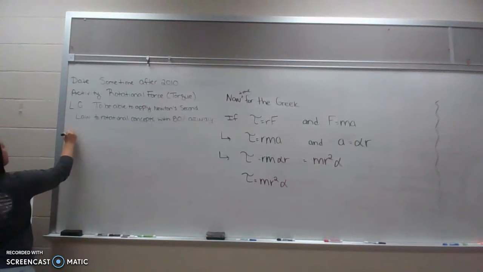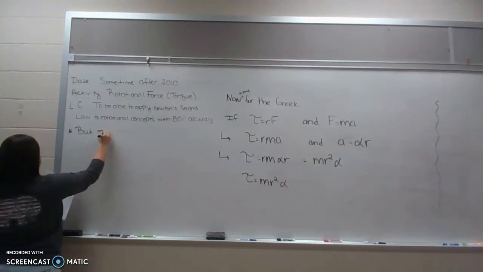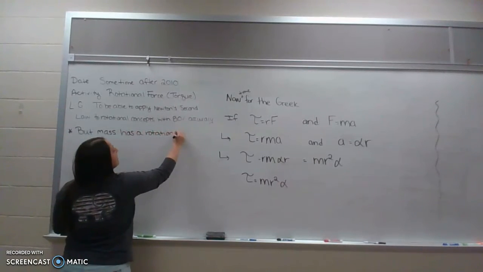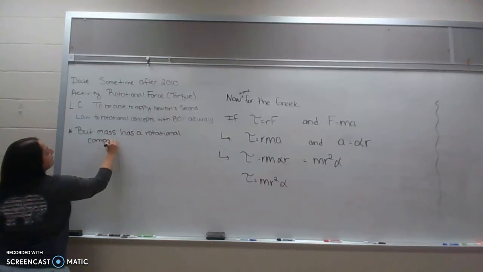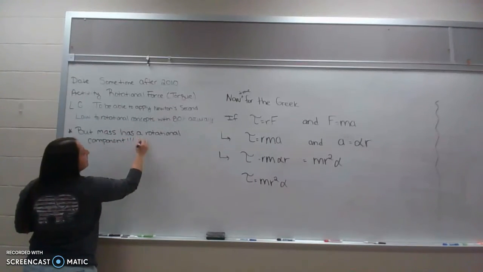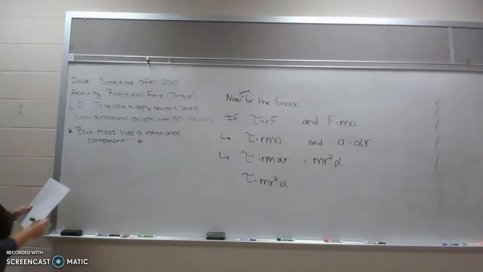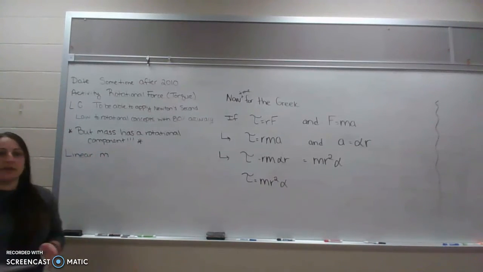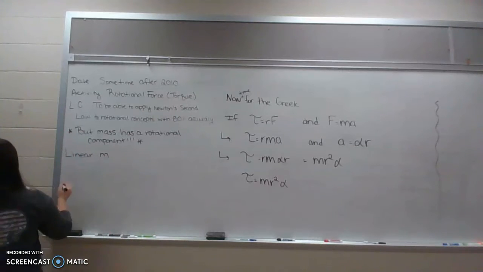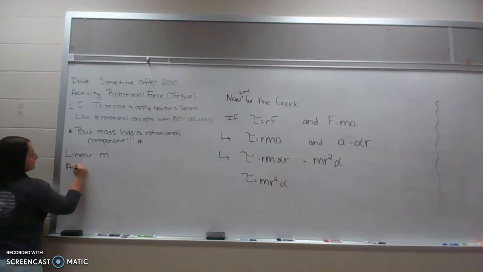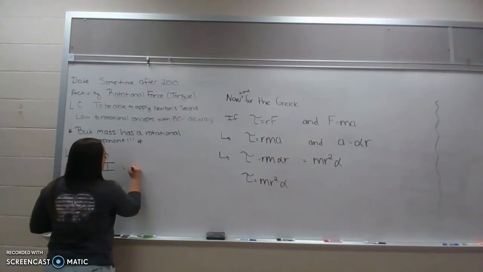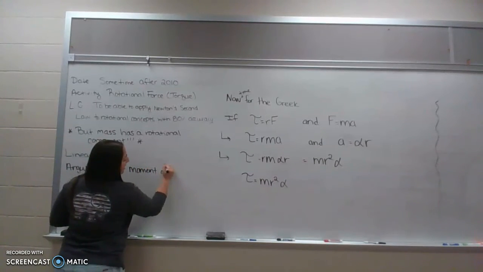So, but mass has a rotational component. Because everything gets a rotational component. So just like before, in the linear component, we had that mass was the lowercase letter m. In the angular component, it's actually going to have the capital letter I. And this I is known as the moment of inertia.